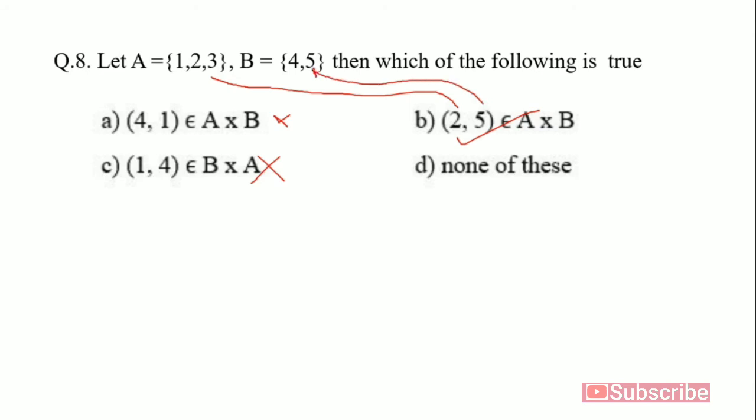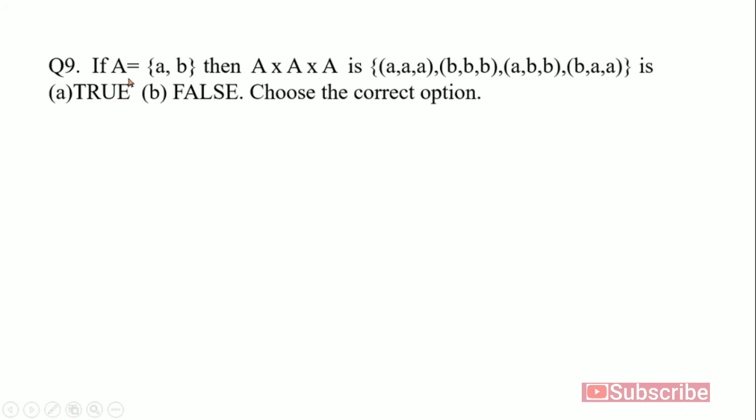Now question 9. If A contains {a, b}, then A cross A is {(a, a), (a, b), (b, a), (b, b)}. Is this true or false? Choose the correct option. Before finding all of A cross A, let us see how many elements there will be in A cross A. First, in A cross A, how many elements will be there? Here 2 elements are there, 2 elements are there. So A cross A will contain 4 elements.